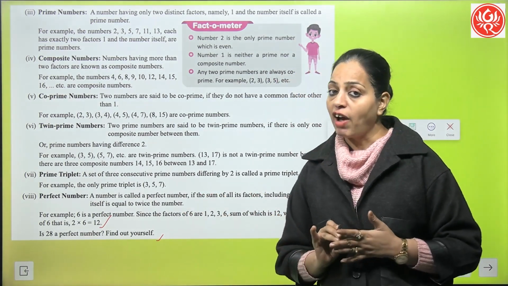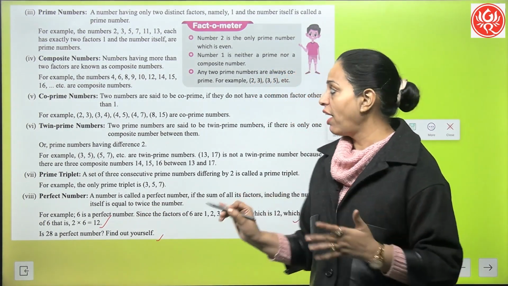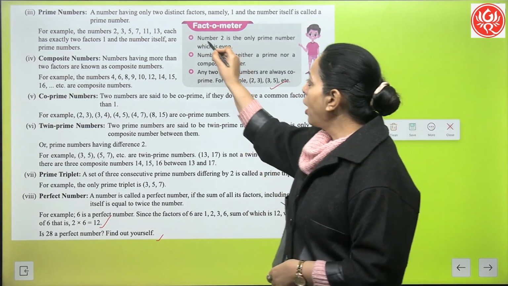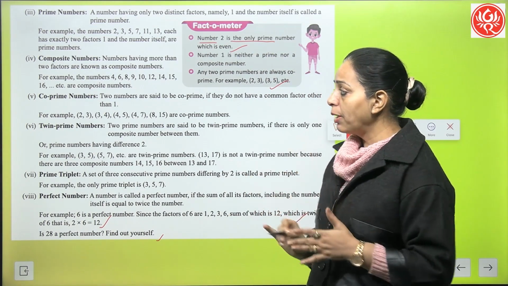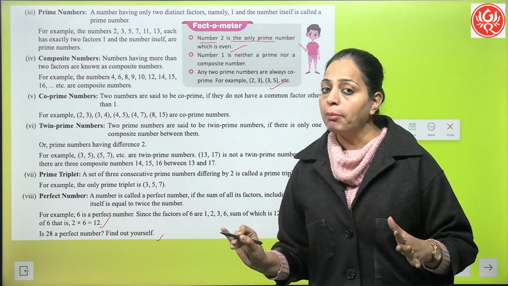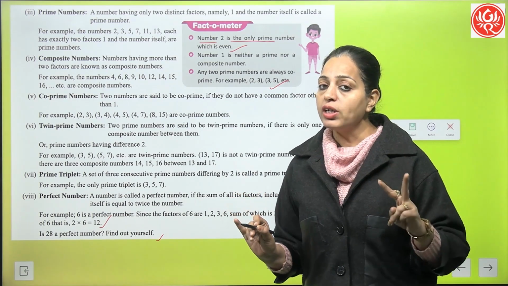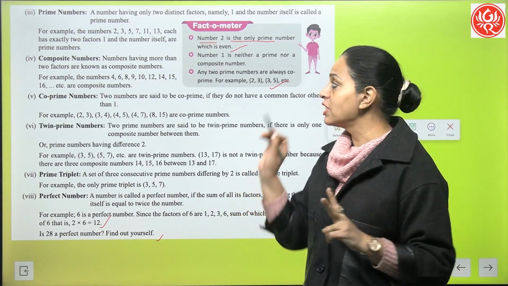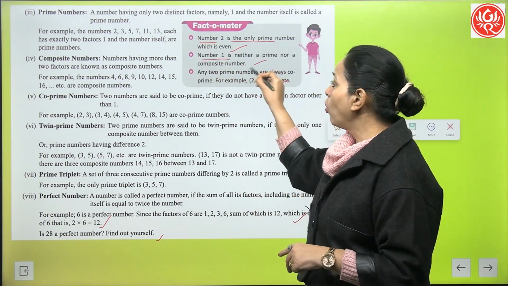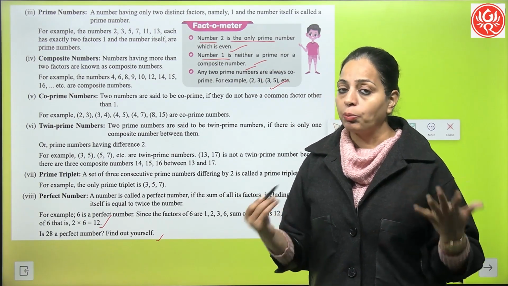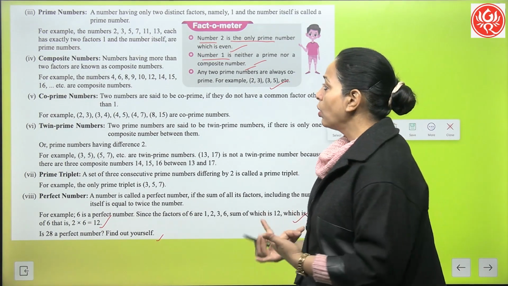So similarly, you just find it out, is 28 a perfect number? So find out yourself, try it. Now factometer, number 2 is the only prime number which is even. जब हम प्राइम नंबर्स की बात करते हैं उसमें जितने नंबर आएंगे सब नंबर क्या होंगे? ऑड नंबर्स एक्सेप्ट 2. 2 is the even prime number. This is very important. Now the next, number 1 is neither prime nor composite. 1 को हम ना तो प्राइम कंसिडर करते हैं ना कंपोजिट में. ओके, 1 is neither prime nor composite.